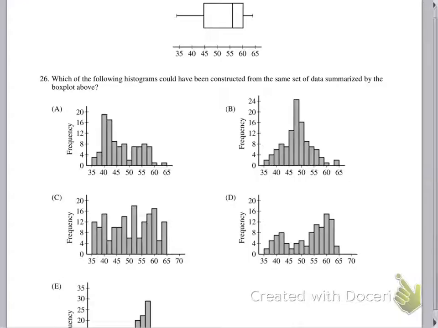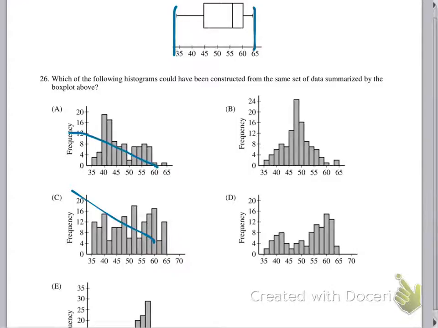All right, so do you notice here that we have a box plot? All the numbers have a range from 35 to 65. Okay, so they all have that. But do you see how it's skewed towards the lower numbers, all right? This is definitely not skewed. This is definitely not skewed to the lower numbers.